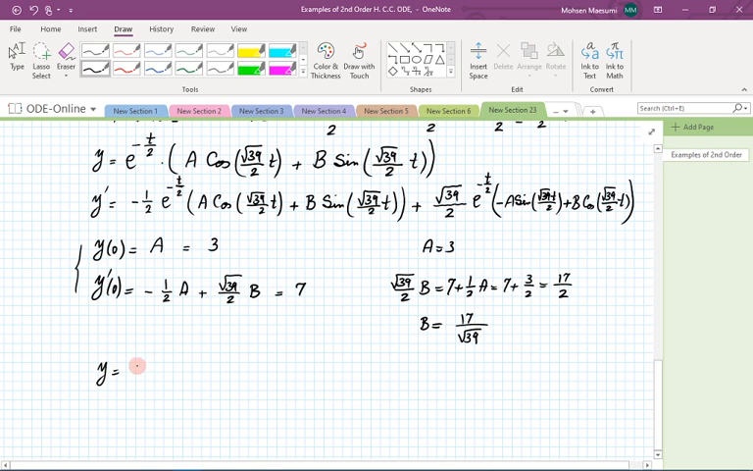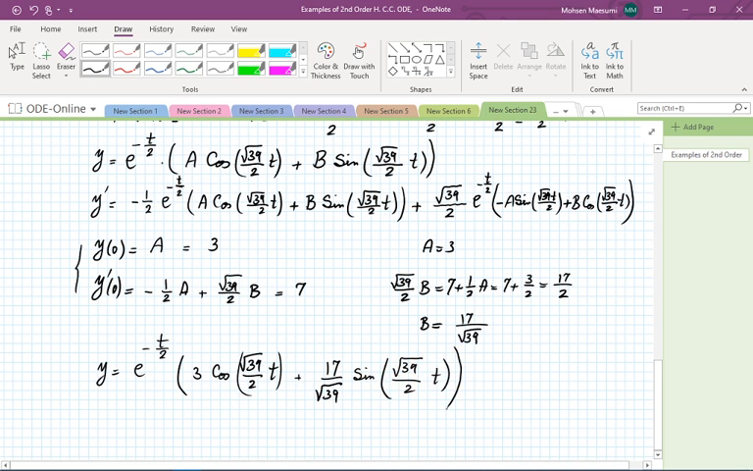We say y is exponential of minus t over 2, then a was 3, cosine of radical 39 over 2 t, all in parentheses, and b became 17 over radical 39 times sine of radical 39 over 2 t. Okay, here's our solution, y as a function of time.